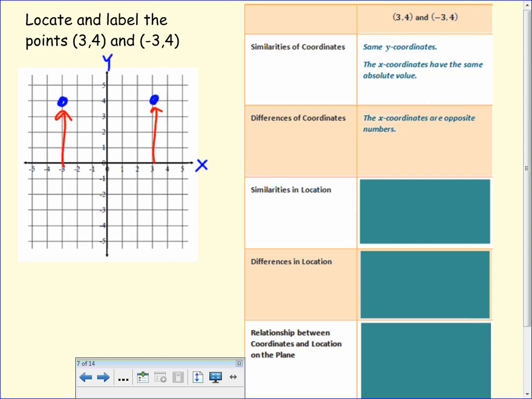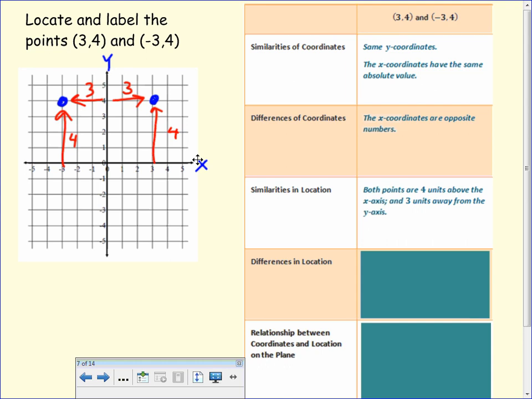3 units up, or 3 units above the x-axis. What else can we say? They're both 4 units above the x-axis, but they're both also what? They're both 3 units away from the y-axis. 4 units above the x-axis and 3 units away from the y-axis.